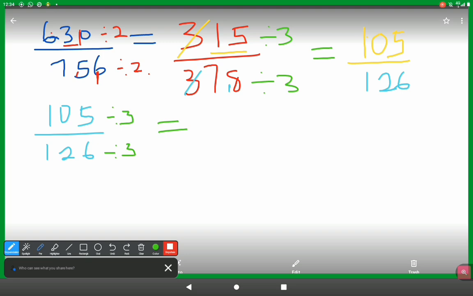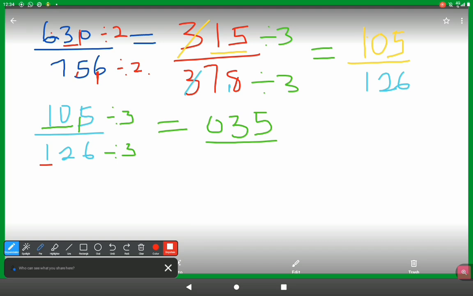Alright, so let's check it out. 1 cannot be divided by 3, so I'll make it 1 and 0. 1 and 0 becomes 10. So, because 1 cannot be divided by 3, I will write 0 down. If I pick 1 and 0 becomes 10, then 10 divided by 3 is 3, remainder 1. You put the remainder here, becomes 15. So 15 divided by 3 is 5. Alright? Over. Then, I'll check for the denominator.